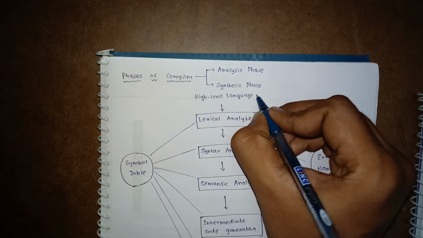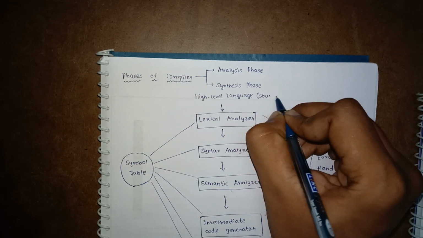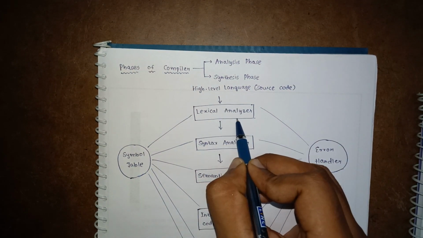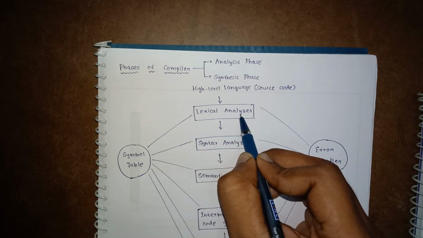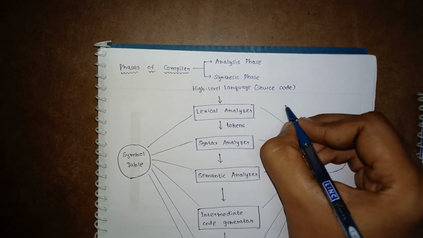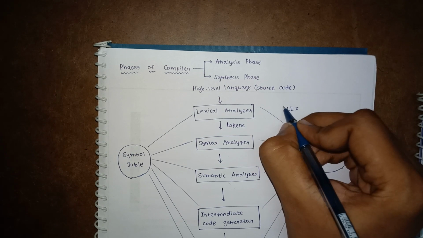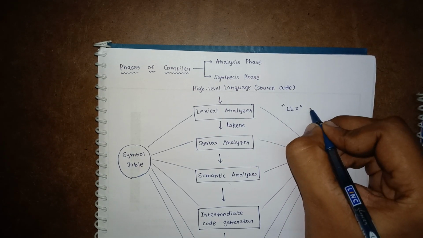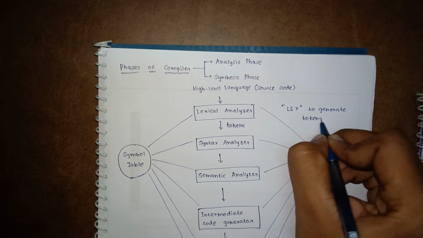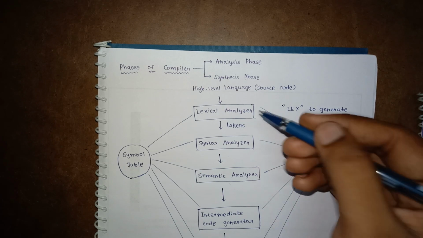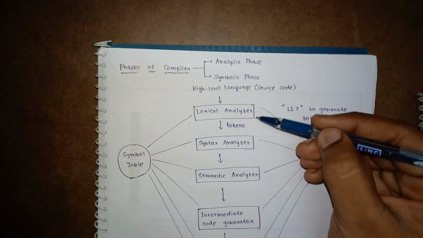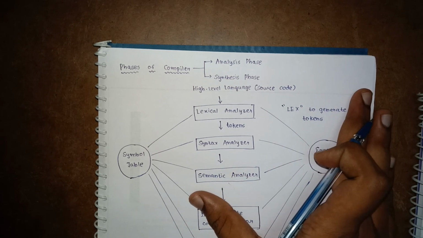Now first we'll start with a high level language, which is the source code. This source code will be sent to a lexical analyzer. This lexical analyzer breaks the character stream into tokens using a tool called lex. Lex is used to generate tokens. There are also other functionalities of the lexical analyzer, such as removing white spaces or ignoring comments. We'll be discussing every analyzer in detail in the following videos.